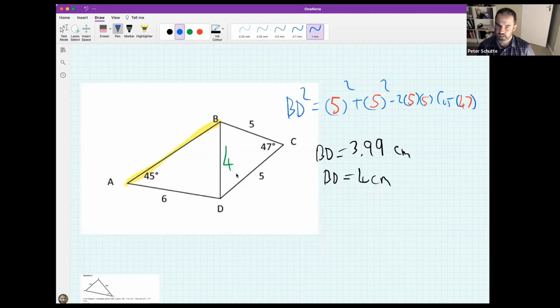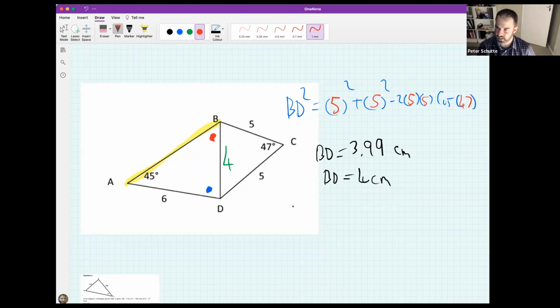So maybe what we should do is find, well, we need to find this angle here, yes. But maybe instead of finding that one, maybe we could find this one, and then we can use this one to find that one. What do you think of that idea?